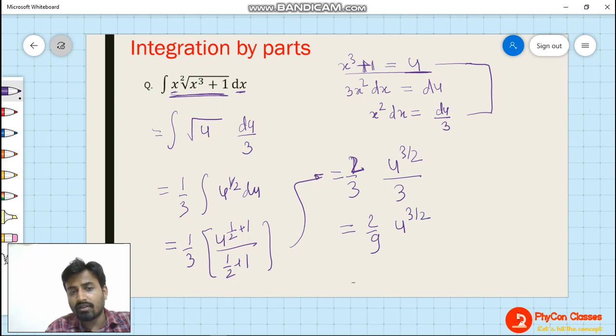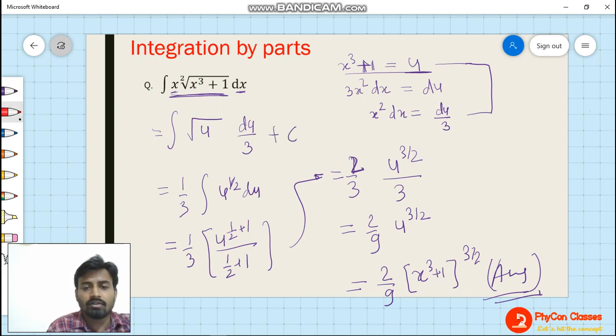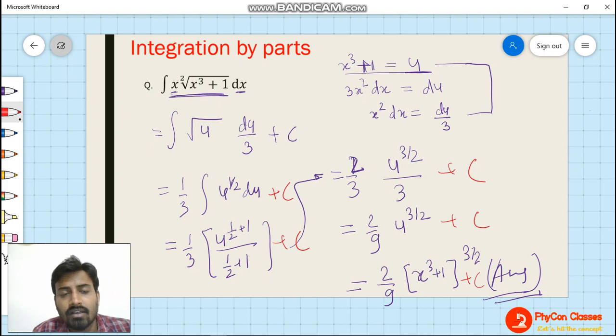And now after solving integration, what we can do? We can put the u value back. So that will be equal to 2 by 9. What is the u value? X cube plus 1 to the power of what? 3 by 2. So this will be our answer. Plus one more thing that we need to keep in mind is, whenever there is indefinite integral, we need to put a constant. So in all the steps you need to add a constant. In answer also there will be one constant. Yes, because it is indefinite integral.